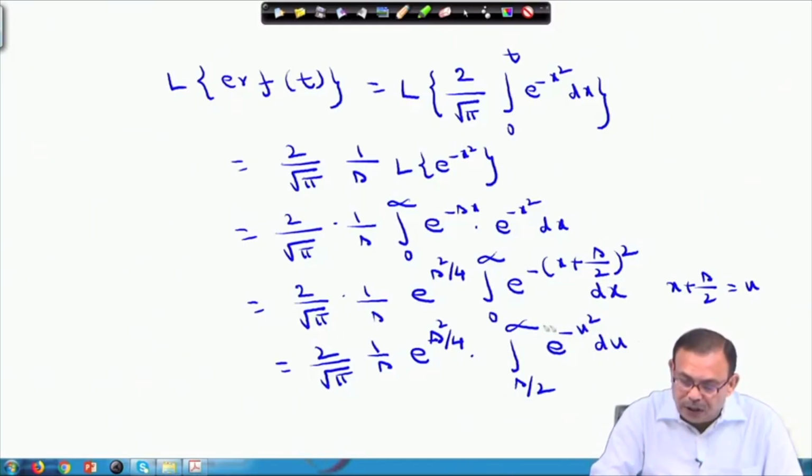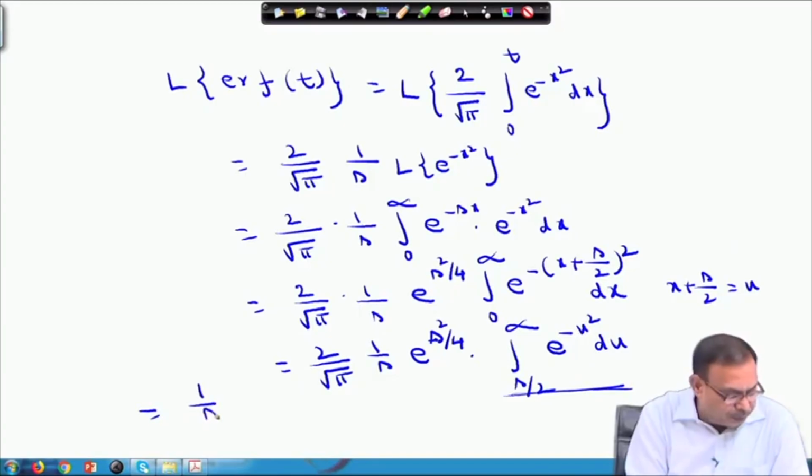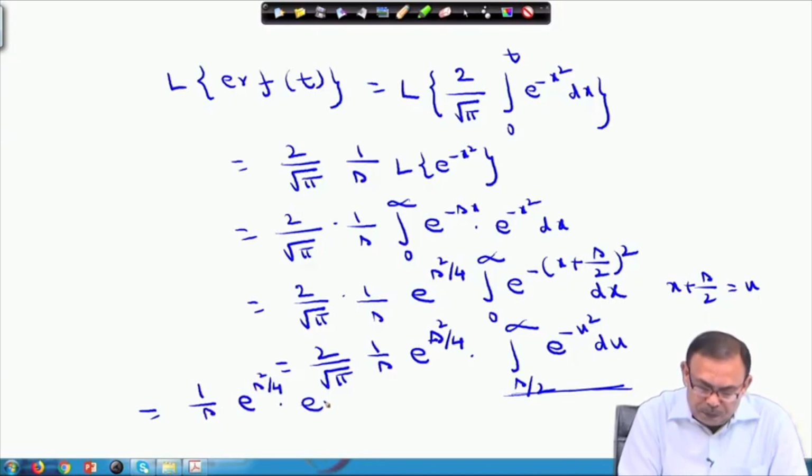So, once I am writing this, what is this? 1 by s into e power minus s u square du. You recall what is the complementary error function? ERFc of t is the integral from t to infinity of e power minus x square dx. So, this integral we can write down as 1 by s into e power s square by 4 into the complementary error function, that is ERFc of s by 2.